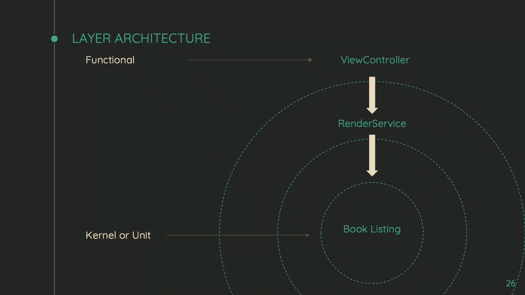This also is a good representation of why one test might be able to catch more bugs than another. Because my unit and kernel test down here really only know about the book listing. They're not going to catch any bugs that might happen in the render service or the view controller. So that's why you need a functional test in order to catch those bugs as well.